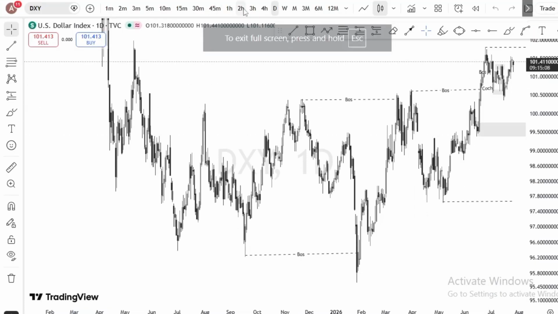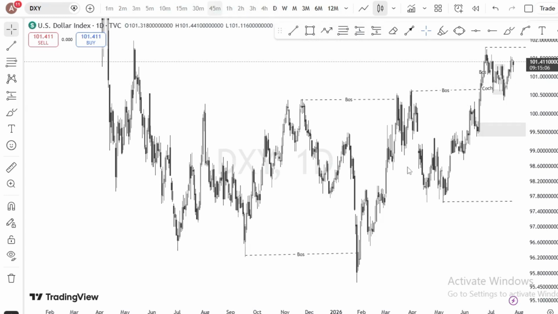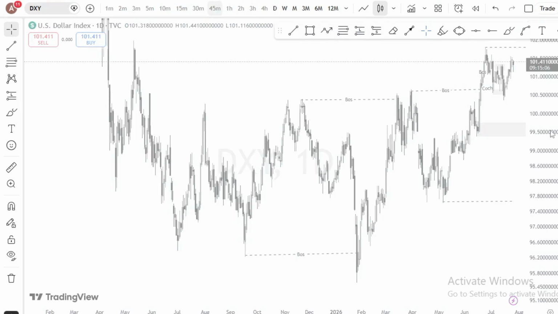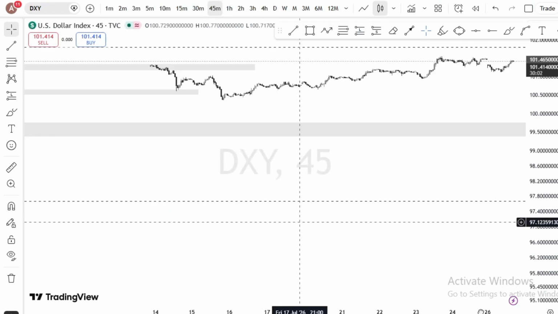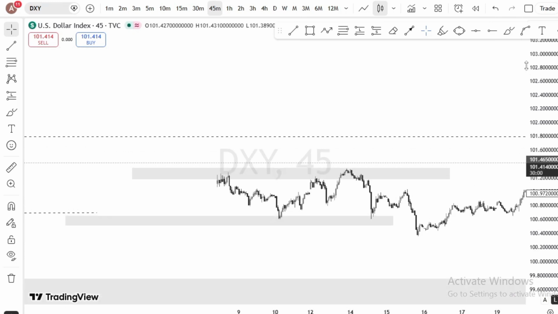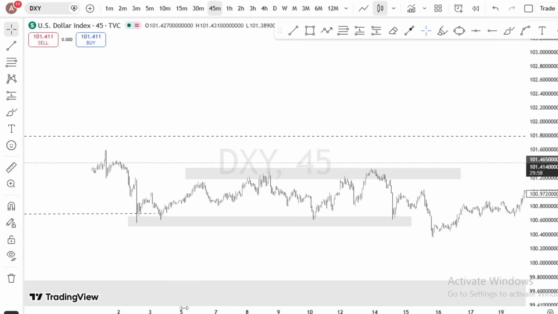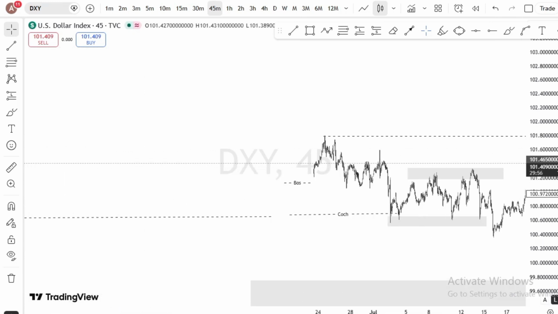So like I said, let's go to the 45-minute time frame and see what we have on the 45-minute time frame. All right, so on the 45-minute time frame, you can see this is what I explained previously.